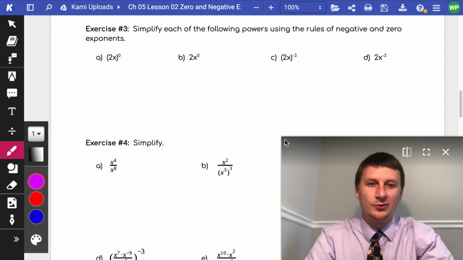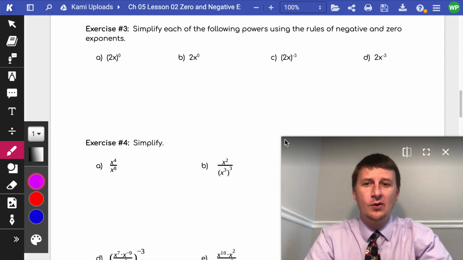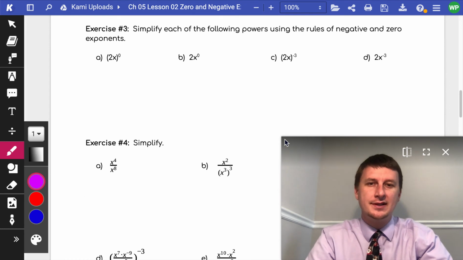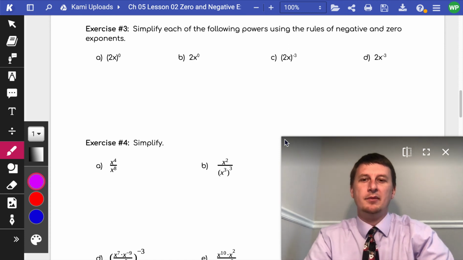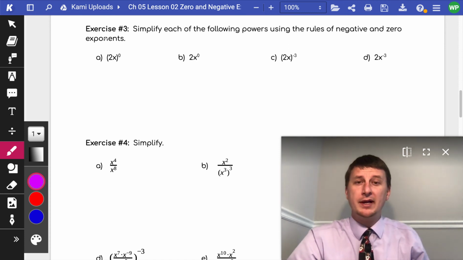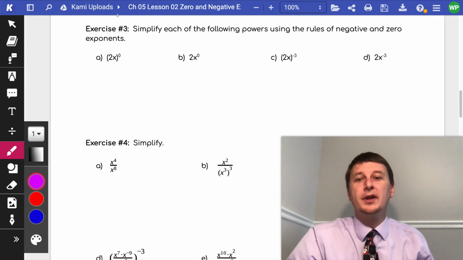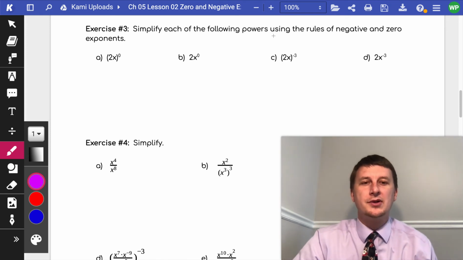You, Algebra 1. And in this video, we're going to be looking at exercise number 3, which shows the difference in zero and negative exponents and the importance of using parentheses. Because if you're looking at exercise number 3 on my screen right now, or in your book, simplify each of the following powers using the rules of negative and zero exponents.